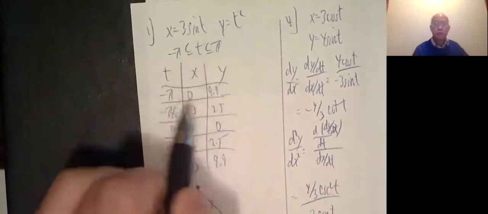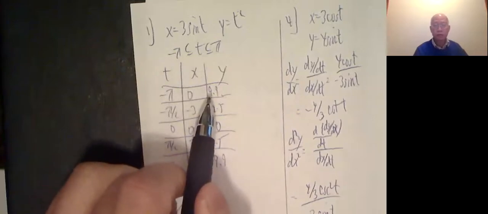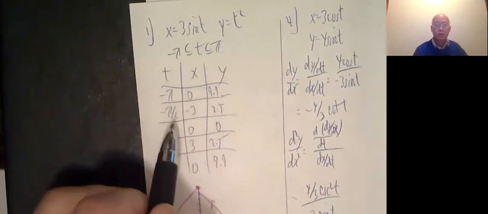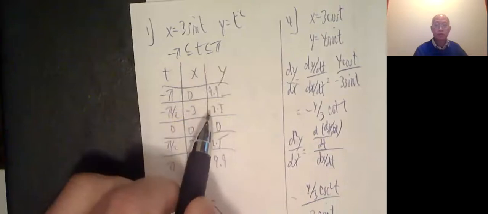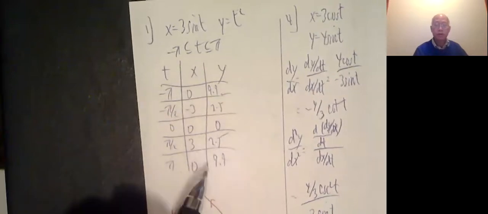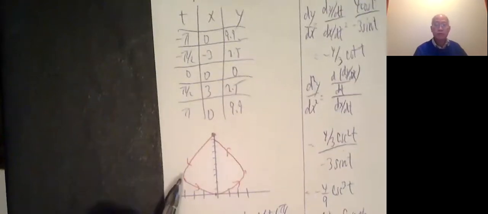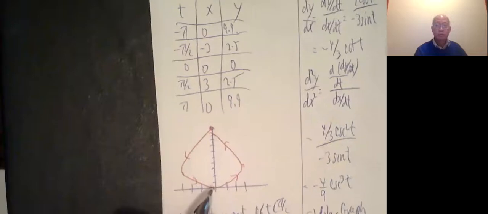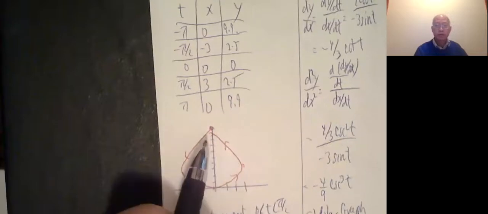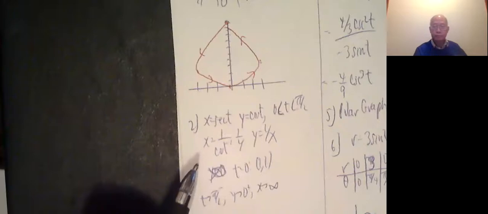And for t squared, negative pi quantity squared is the same as pi squared, about 9.9. Negative pi over 2 quantity squared is about 2.5. 0 is 0. Pi over 2 is 2.5. Pi is 9.9. So 0, roughly 10. Negative 3, 2.5. 0, 0. 3, 2.5. Back to 0, 9.9. So it goes like so.